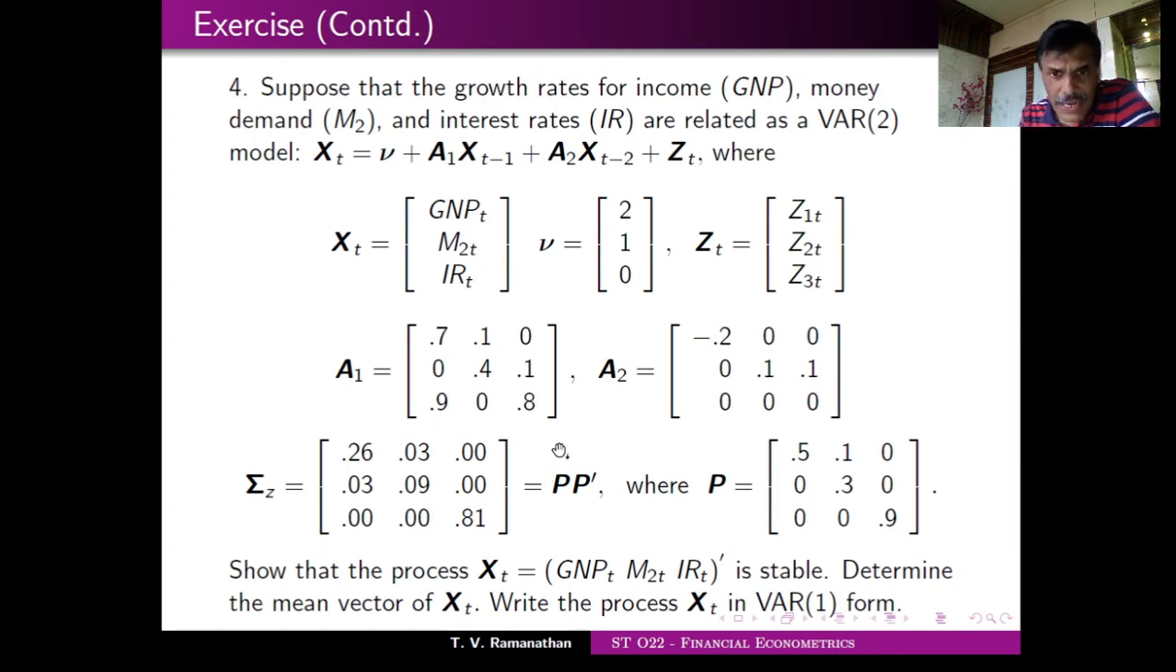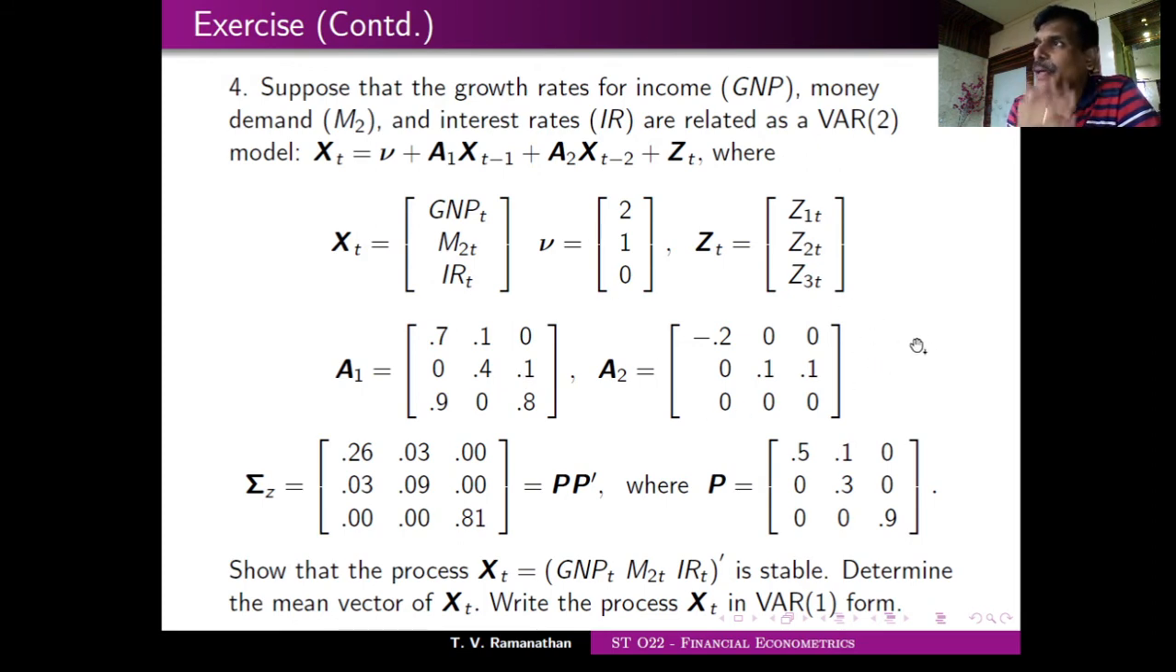Okay, I have given a decomposition of sigma. I think this is an orthogonal decomposition, because that will help you sometimes. For the time being, you can just ignore this knowledge of P, because we may not require that. Now, show that the process is stable. For stability, what do you need to do? The determinant of I3 minus A1 z minus A2 z squared, that determinant.